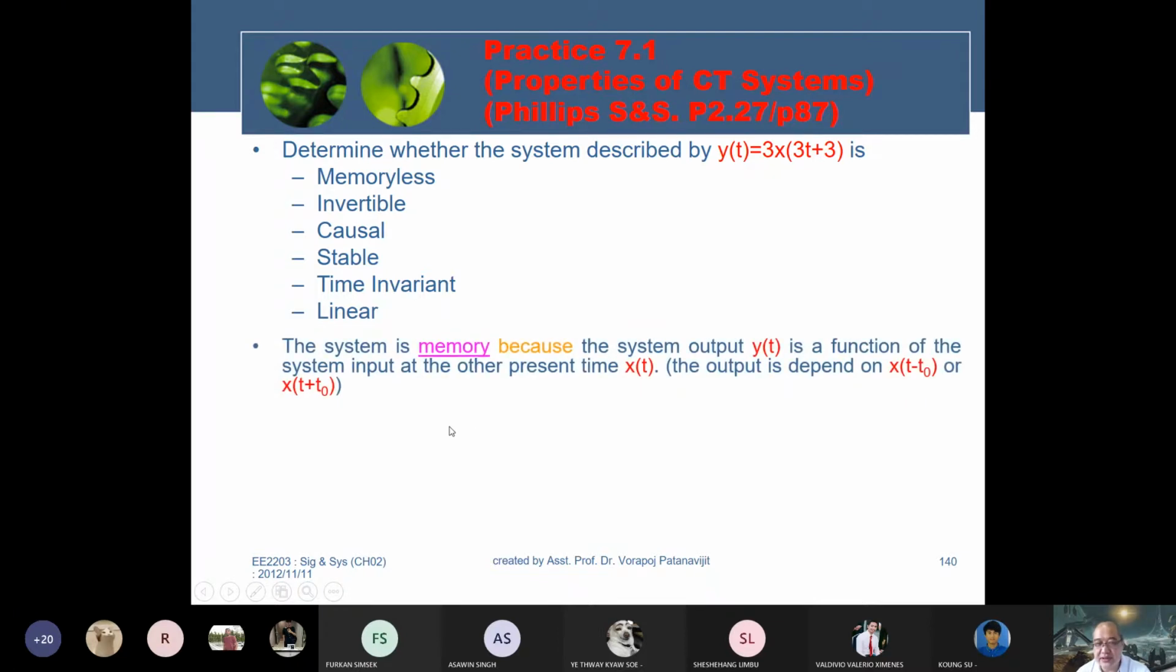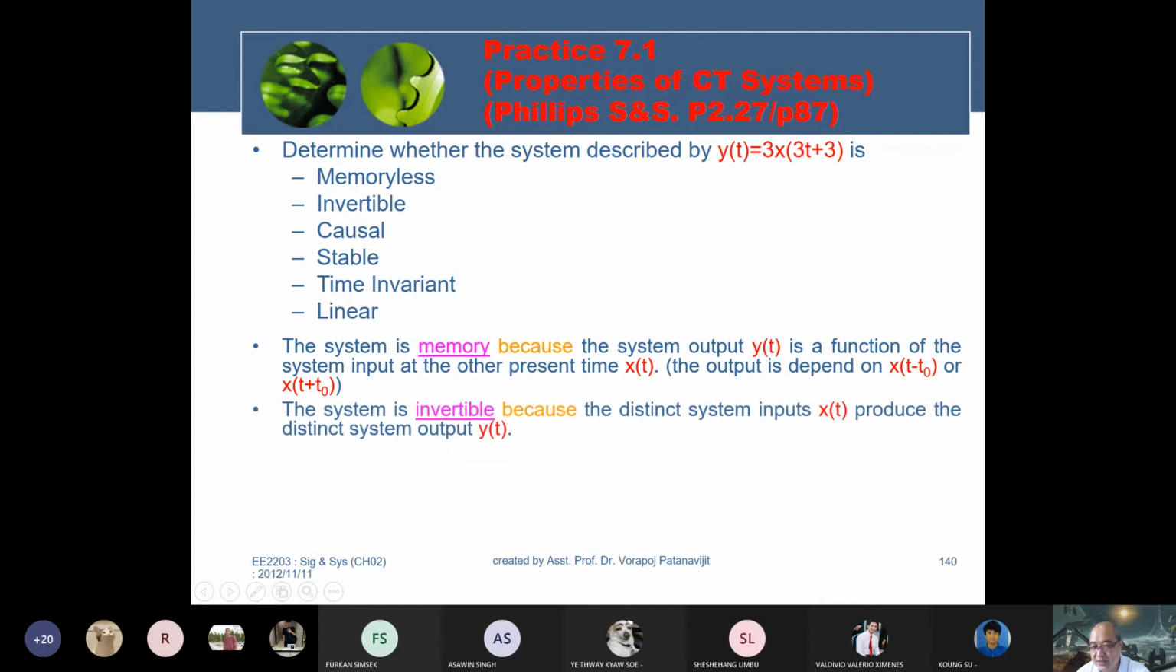The first one: the system is a memory system, because the system output y(t) is a function of the system input at times other than the present time x(t). The output depends only on x(t minus t naught) or x(t plus t naught). It means that if the output is in the form of a time-shifted version of the input, the system has memory. In this case, we see that there is a 3, which is for time shifting. If we have time shifting, the system must have memory.